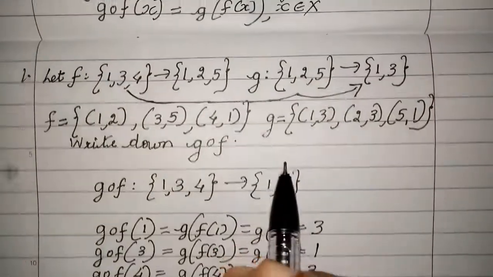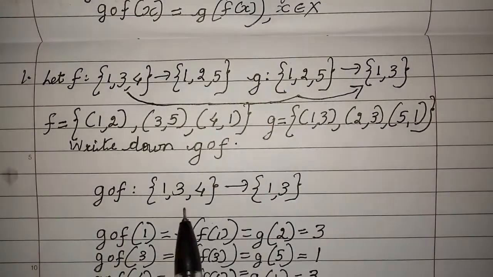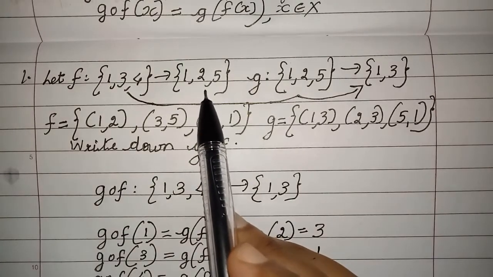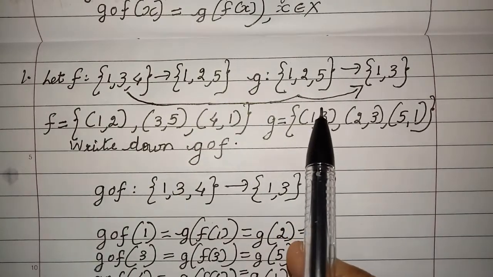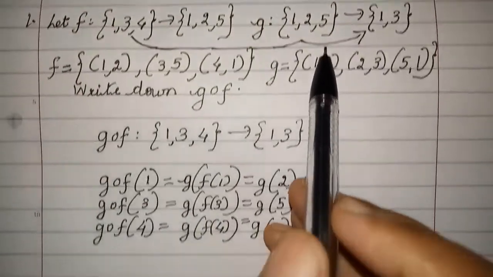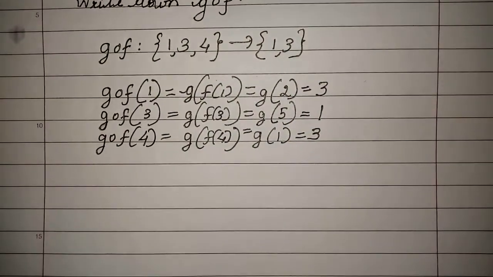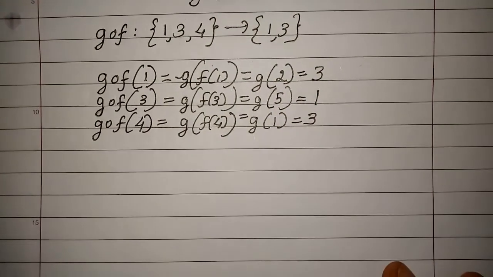Okay, similarly if I am given some other f composite g, you first check this condition: the domain of the second function should be same as the codomain of the first function. Then you can very well write f composite g also. Hope you have understood, children.